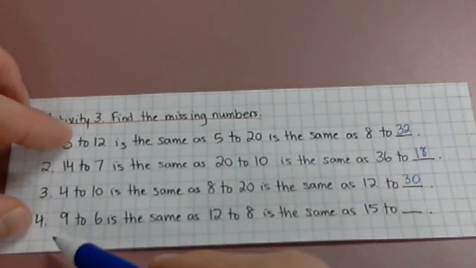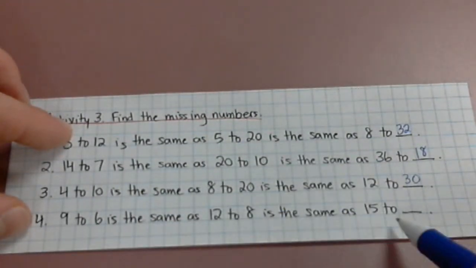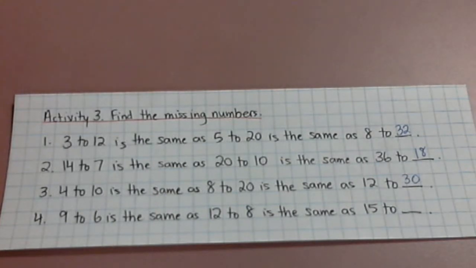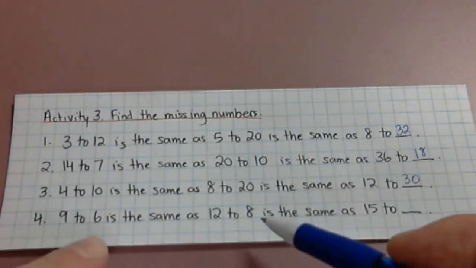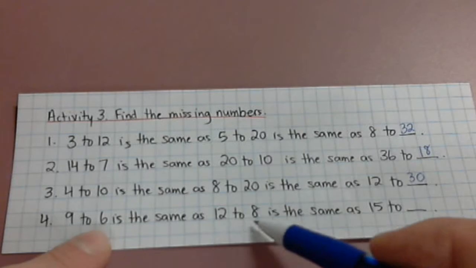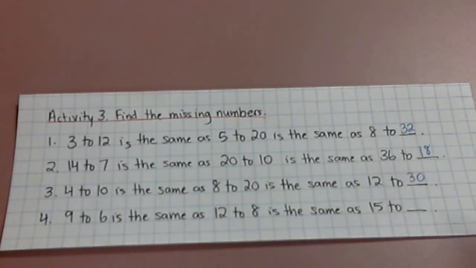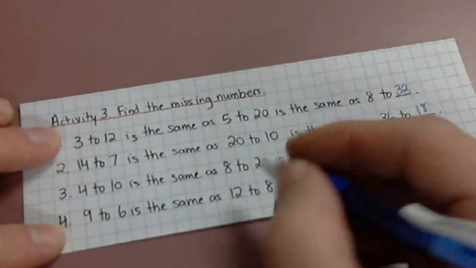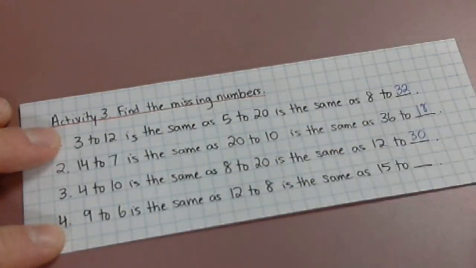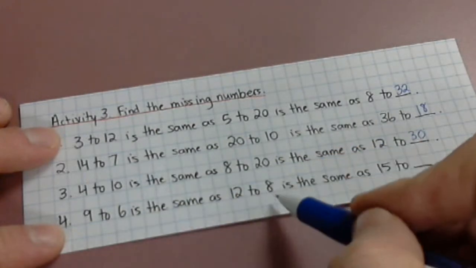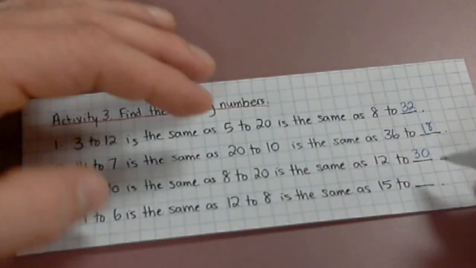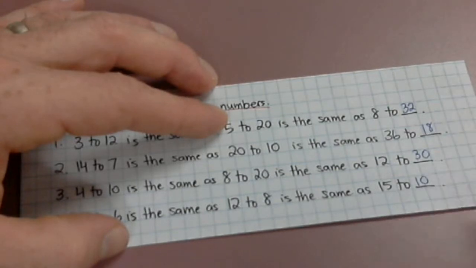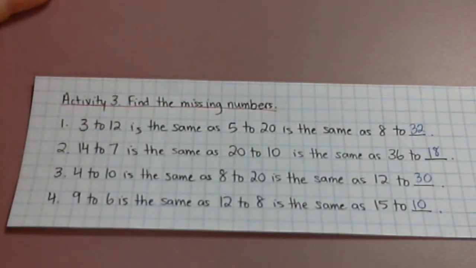Okay, lastly, 9 to 6 is the same as 12 to 8, which is the same as 15 to blank. And again, none of these numbers really seem to work out. Because 9 is 3 more than 6 and 12 is 3 more than 8, or sorry, 4 more than 8. So we're trying to figure out a pattern here. Now if you want to think about it, 12 is 3 more than 9 and 15 is 3 more than 12. And then with here, 8 is 2 more than 6. And if we follow the same kind of pattern, it might stand to reason that this last one should be 15 to 10. Which is the answer.